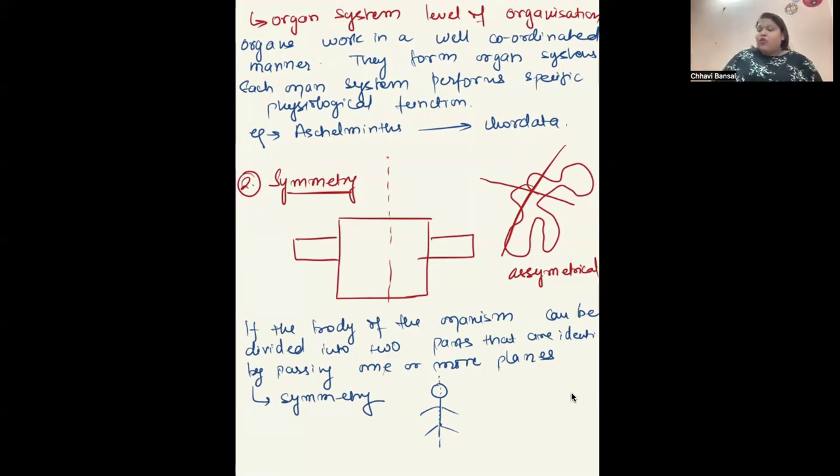Okay. Now, on the basis of the presence or absence of symmetry or the type of symmetry, we can classify the organisms into three categories. The first is asymmetrical. Asymmetrical means no symmetry. None of the planes is possible which can be passed through the body to divide it into two identical halves. There is no such plane, then it's asymmetry, right?